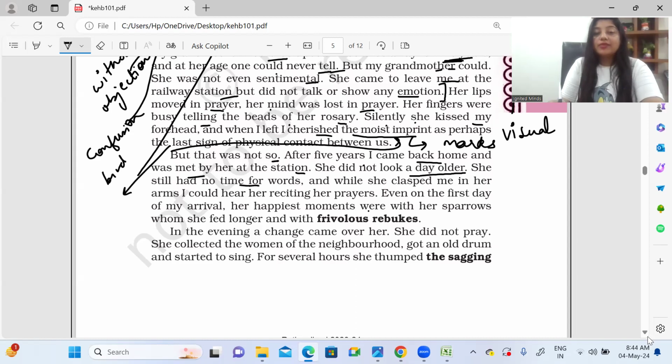She still had no time for words, and while she clasped me, clasp means hug. To clasp here means to hug. When she clasped me in her arms, I could hear her reciting a prayer.